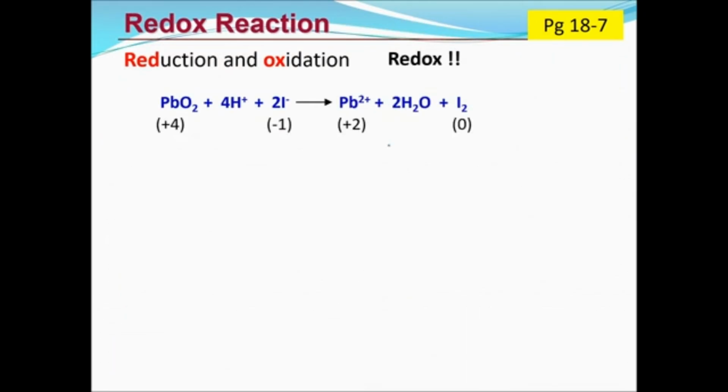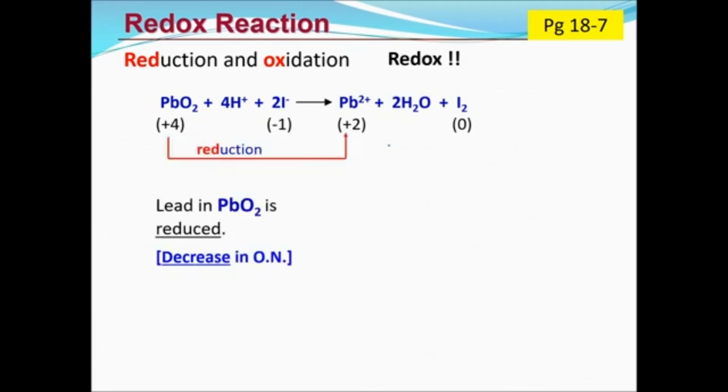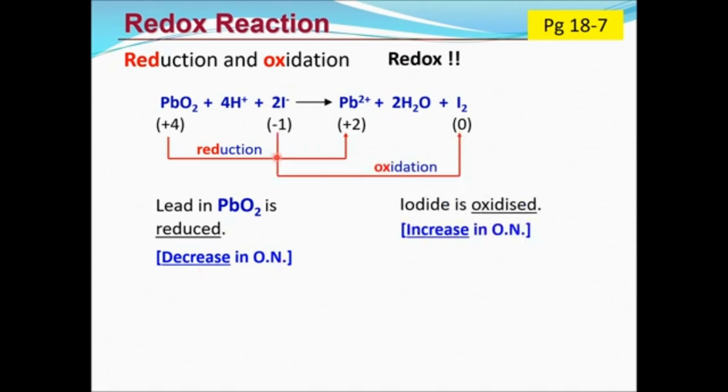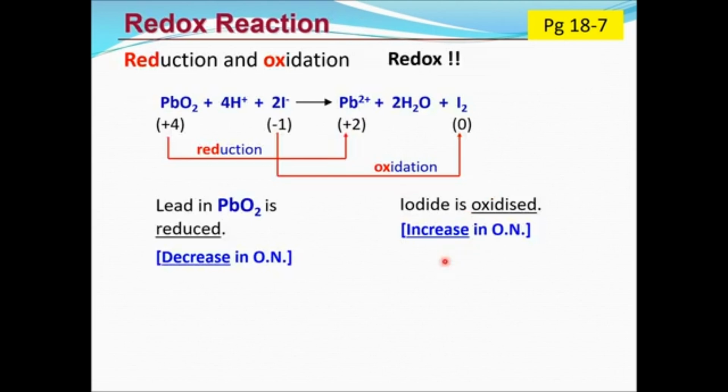So if we take this example here, as in your notes as well, this is a redox reaction where lead is reduced, where there's a decrease in oxidation number from +4 to +2, and the iodide is oxidized to iodine because the oxidation number has increased from -1 to 0.